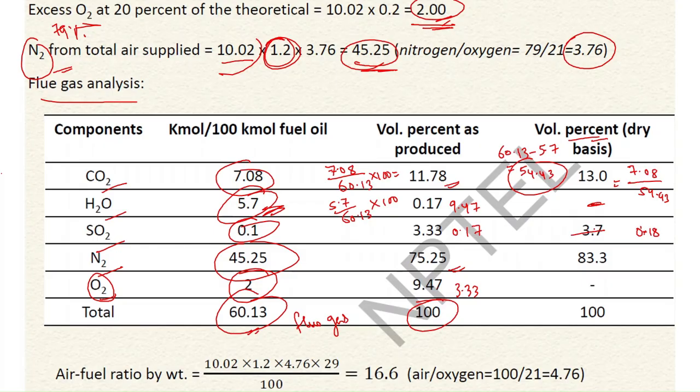Then for nitrogen, it is 83.3%, 83.1 basically it is, and we will be excluding oxygen also. So it is 100%.